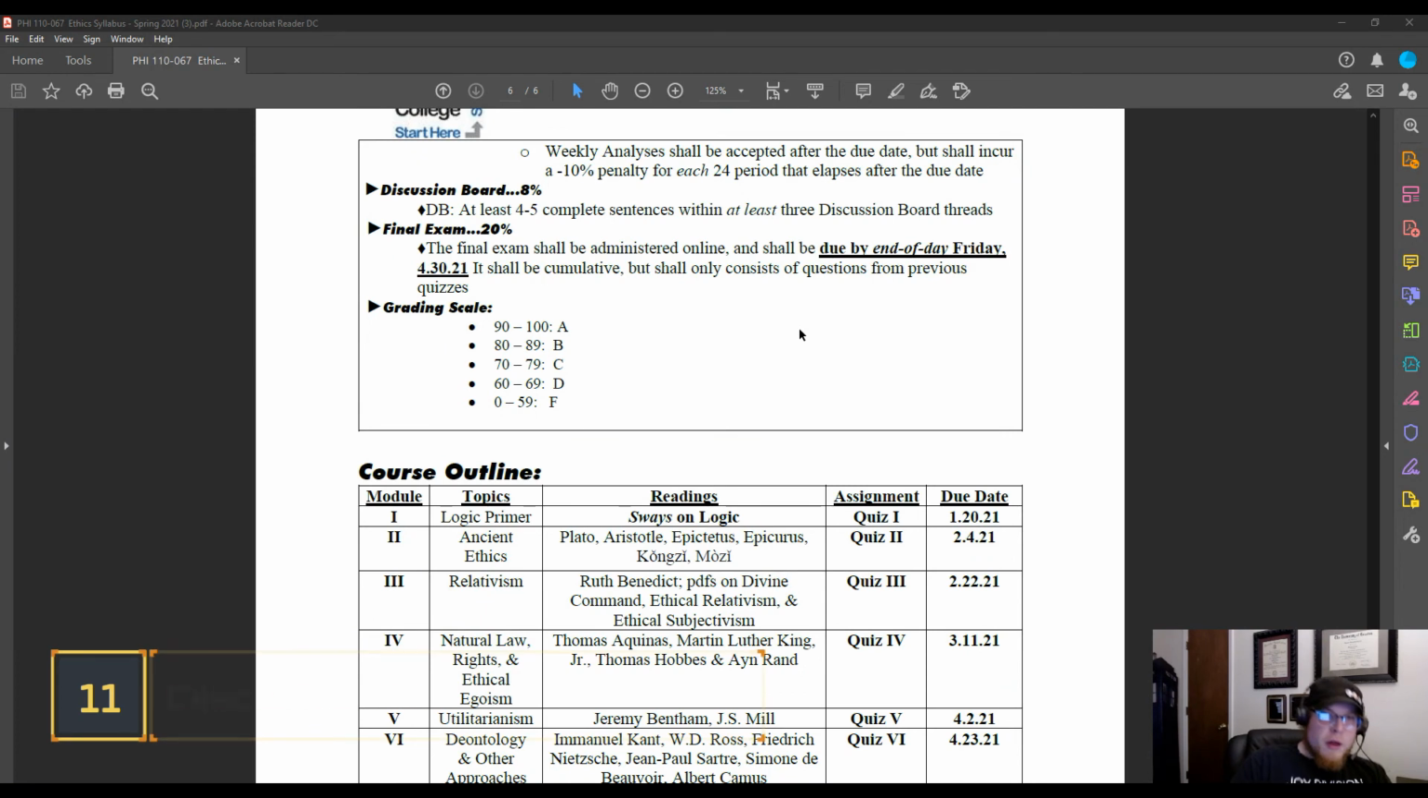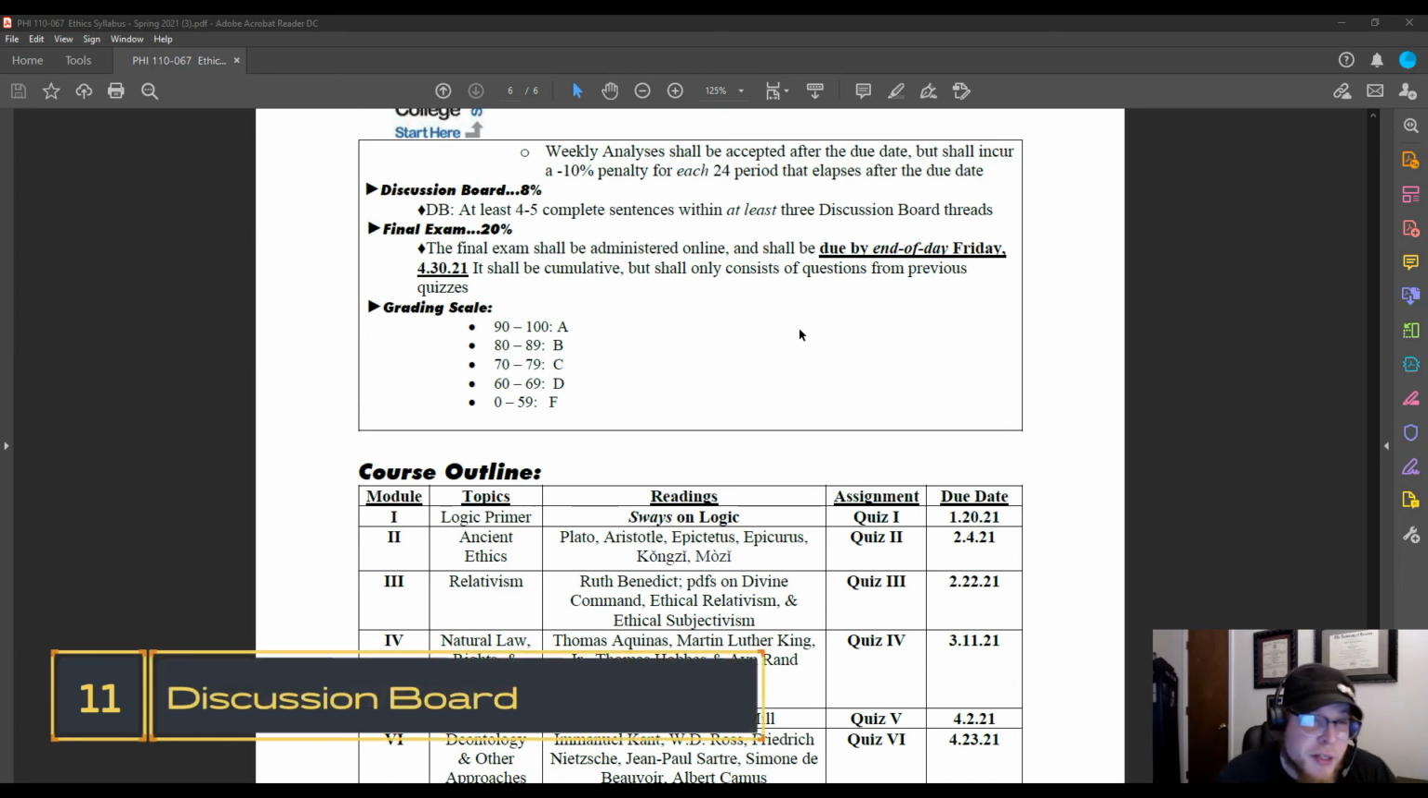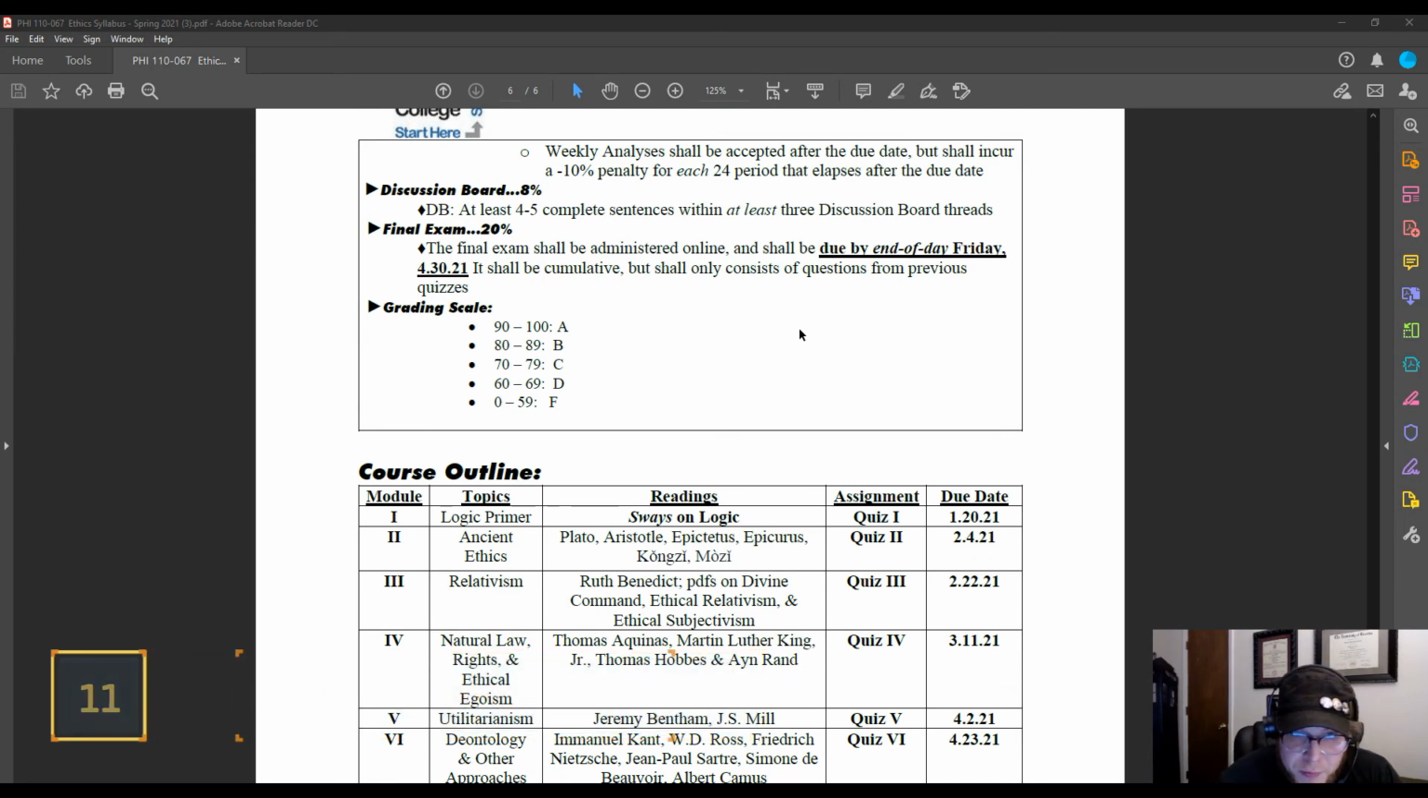Also, you'll see that 8% of your final grade is the discussion board. On the discussion board, parameters are as follows. You have at least 4 to 5 complete sentences within at least 3 discussion board threads. Or you can have one of those be a submission of a meme on ethics, wherein you talk about and explain what that meme is and what it means.